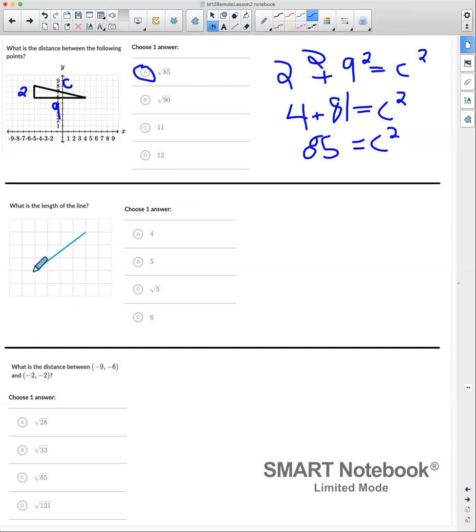What is the length of the line? Well, this is going to be 4. The height is 3. All right, so Pythagorean triples, 3, 4, 5. There we go.